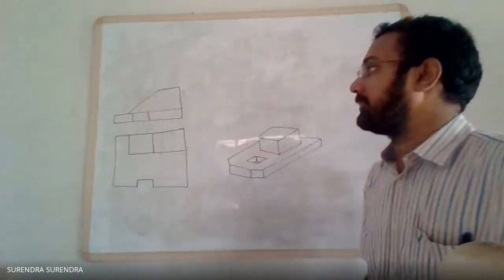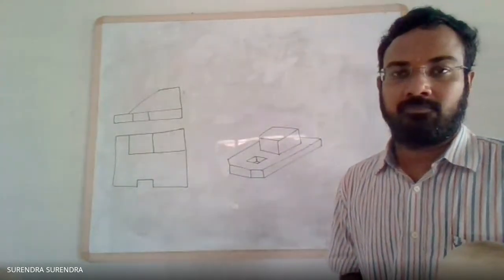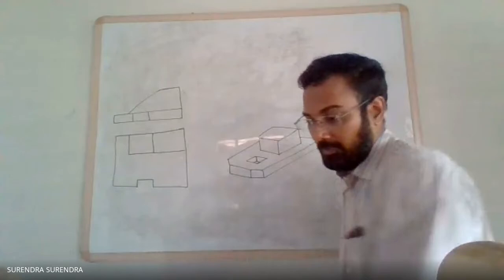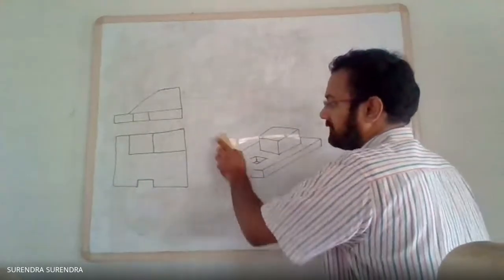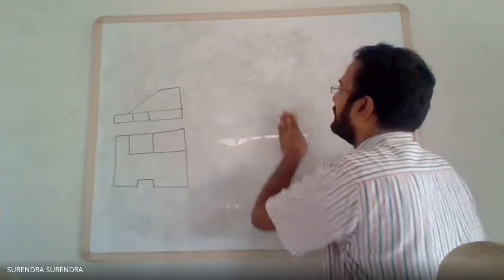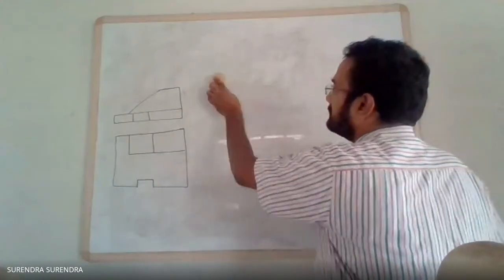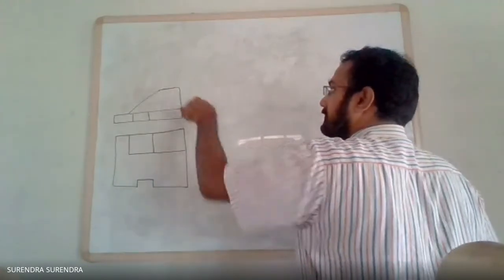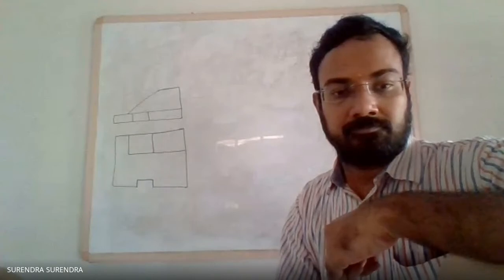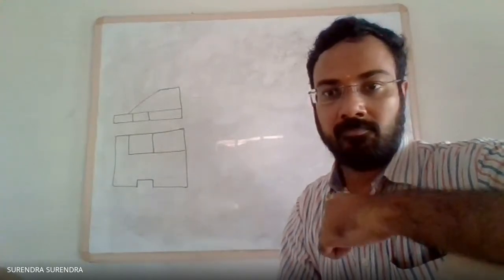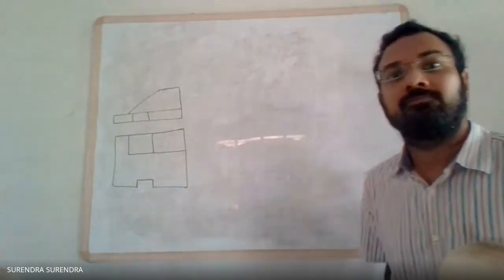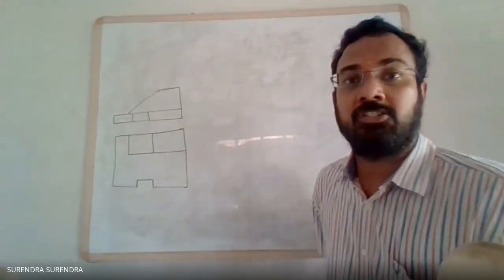Front view and top view. Can you guess the shape? I am giving you 2 minutes, sir, think about it. Front view and top view of the component: this is the front view, and below the front view, the top view. Based on this, we have to complete the shape of the component.